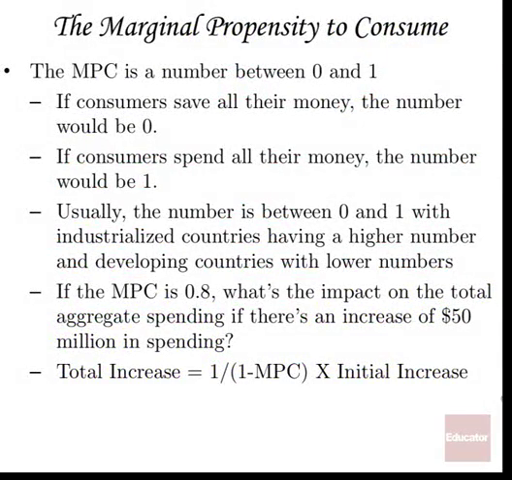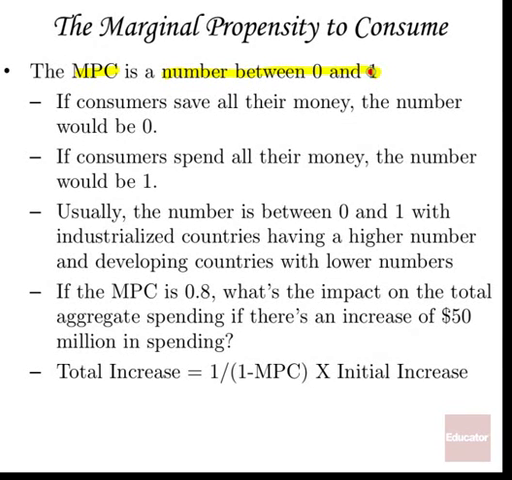So let's look at the marginal propensity to consume, because that's really what it is. The marginal propensity to save is just 1 minus the MPC, and so you can go either way on this, but we're going to look at what percentage of the money that people earn they are going to actually spend. So the MPC is going to be a number between 0 and 1.